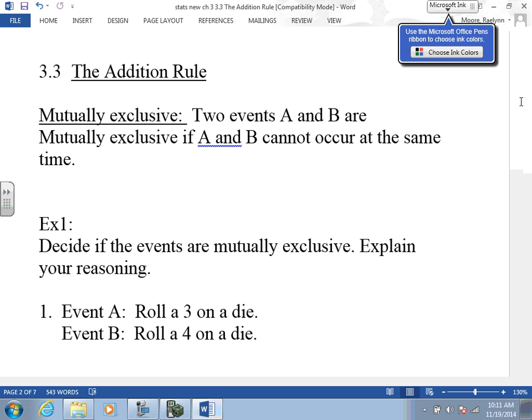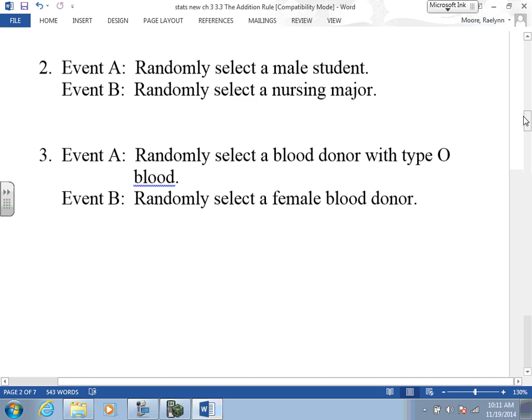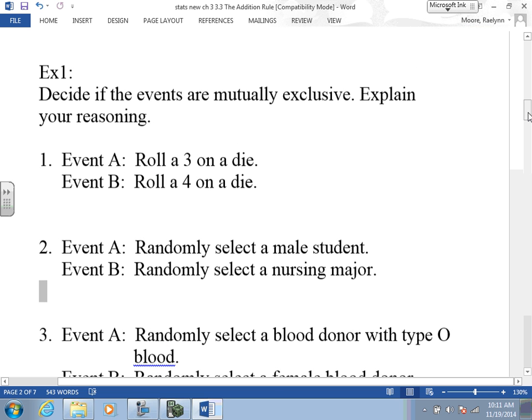What if I ask for all seniors and all females? Is that mutually exclusive? No, because you can be both. You can be a female senior, right? So that is not mutually exclusive. Mutually exclusive means they can't happen at the same time. If I ask for all senior females and all senior males, is that mutually exclusive? Yes. Okay. So we're going to decide if these events are mutually exclusive. And I'm on page 157. It's in your notes.